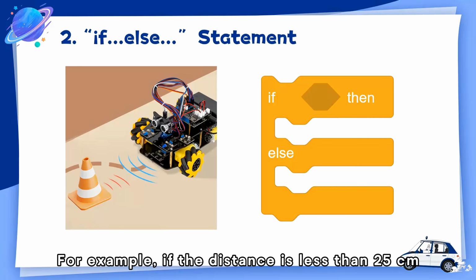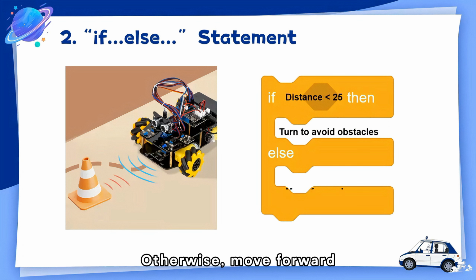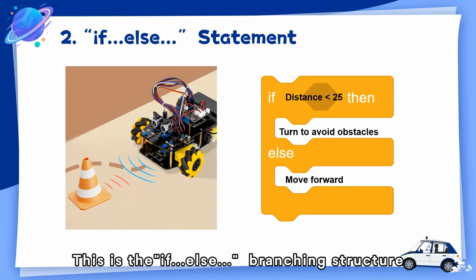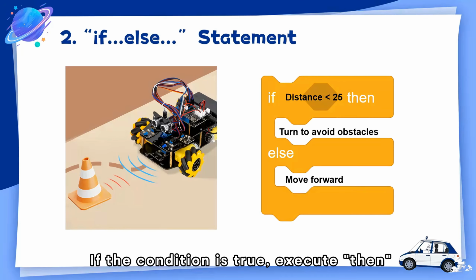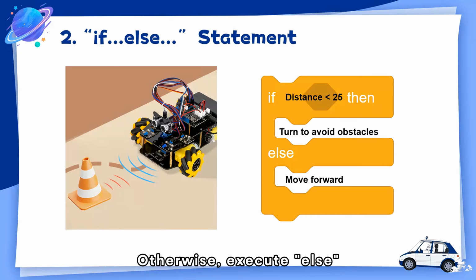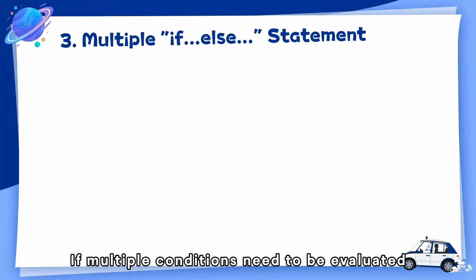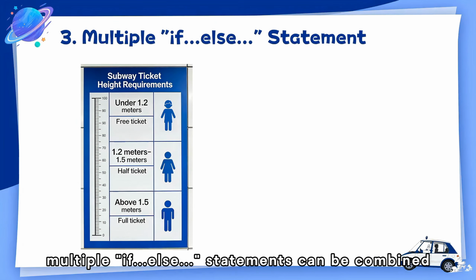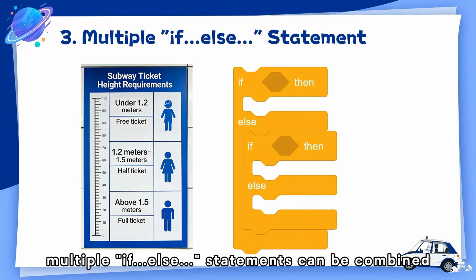For example, if the distance is less than 25 centimeters, it will turn. Otherwise, move forward. This is the if-else branching structure. If the condition is true, execute then. Otherwise, execute else. If multiple conditions need to be evaluated, multiple if-else statements can be combined.